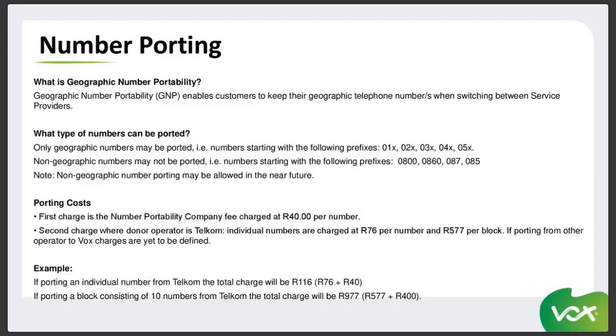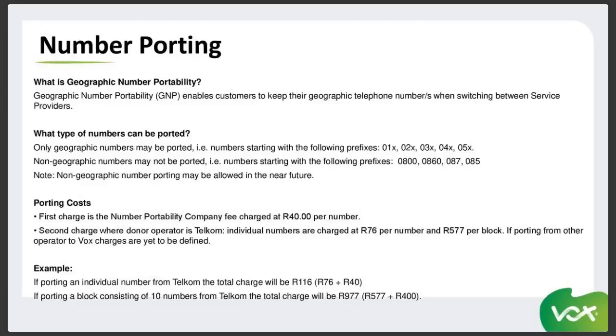The second charge, and this is purely Telkom right now, who are the only operator that charges when they lose a number. So as an example, if we're porting a number from Telkom to Vox, Telkom charge Vox either 76 Rand if it's a single number, that's 76 Rand per number, or 577 Rand for a block of numbers that's being ported. As an example, a block of numbers would be a PRI that has a number block of 100 numbers assigned to it.